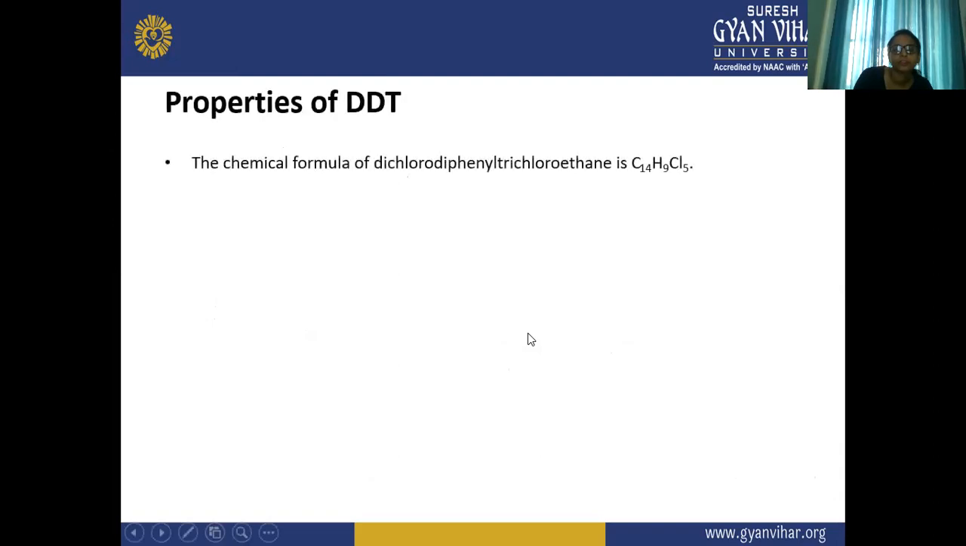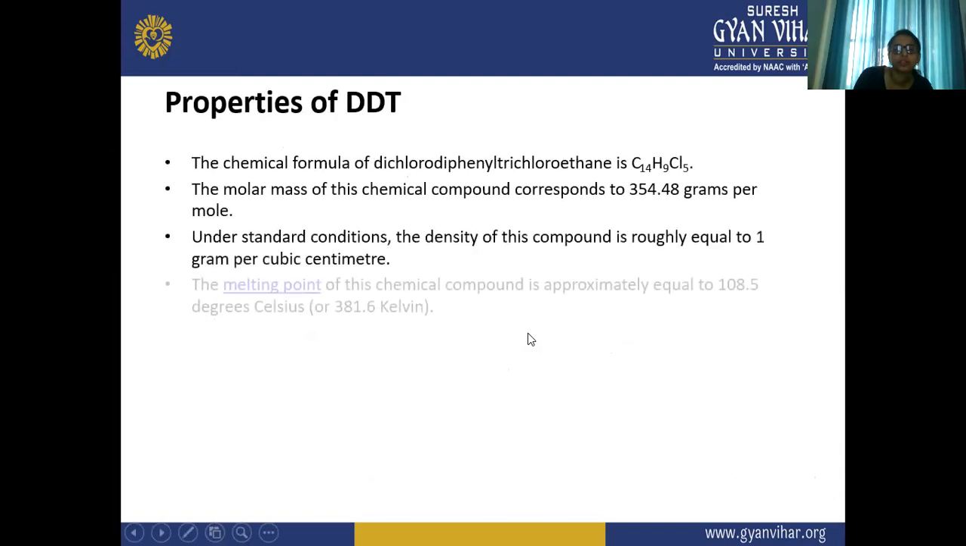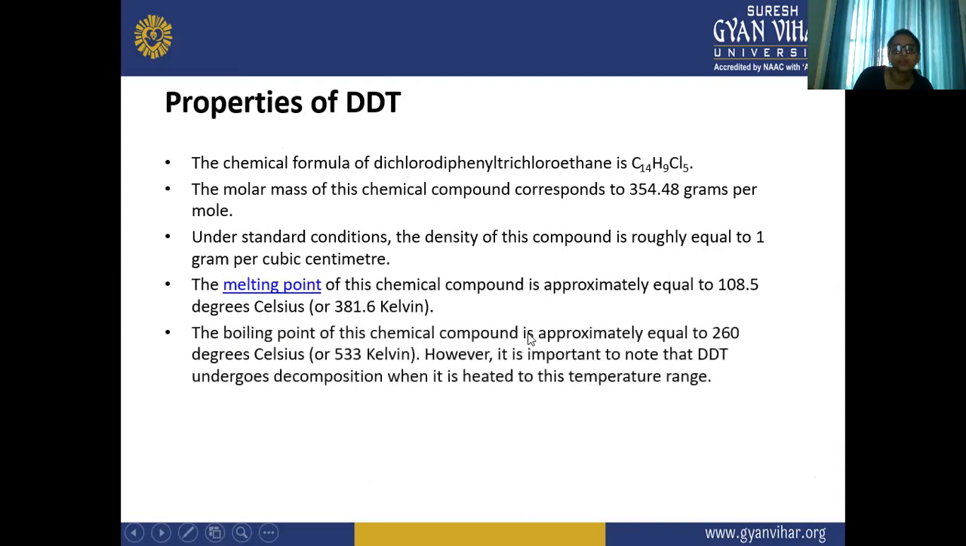Next are the properties of DDT. The first property: the chemical formula of DDT, dichlorodiphenyltrichloroethane, is C14H9Cl5. The molecular mass of this chemical compound corresponds to 354.48 grams per mole.